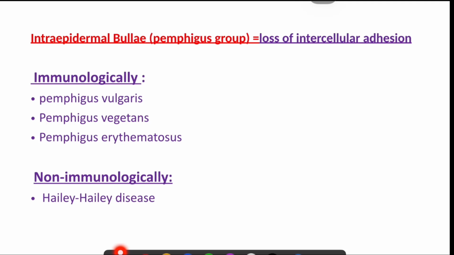So intraepidermal bulla is the pemphigus group, and subepidermal is the pemphigoid group. So there is loss of intercellular adhesion. Two cells are separated because of this loss of adhesion, and if it is immunologically mediated, then it is pemphigus vulgaris, pemphigus vegetans, and pemphigus erythematosus. And non-immunologically, it is Hailey-Hailey disease.